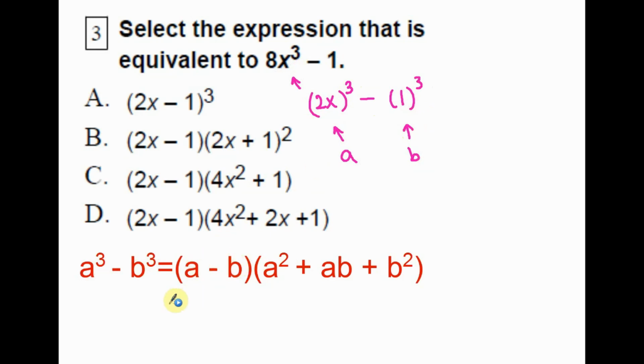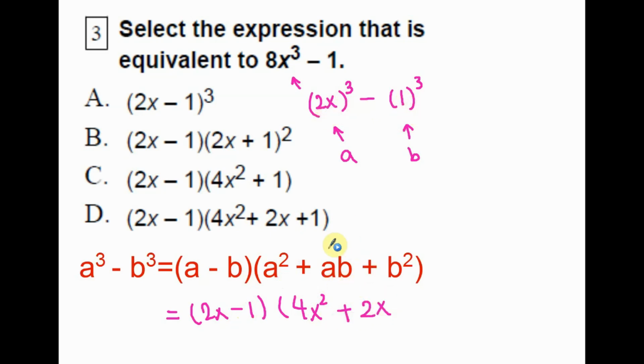Now if I just replace everything with the following form, the a was 2x, minus, b is 1. Times a squared will be 2x squared. So 2x times 2x will get you 4x squared. Plus, when you multiply 2x times 1, I will get 2x.